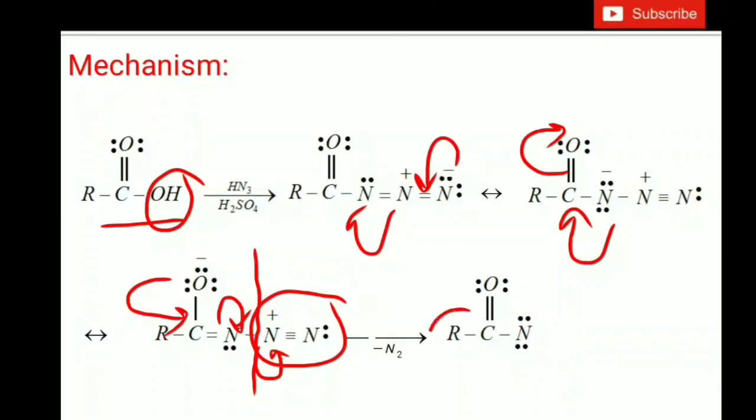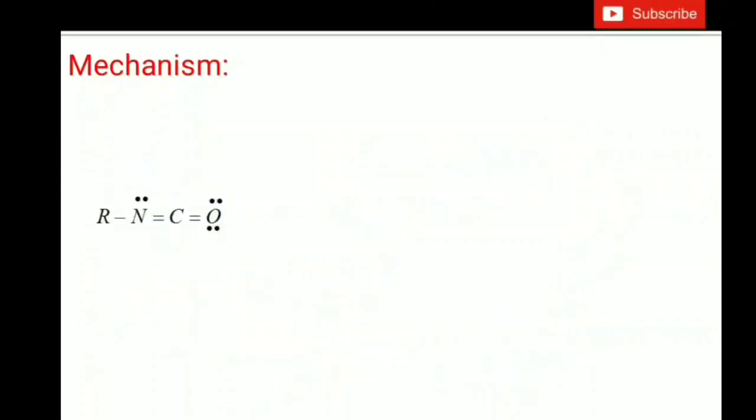In this acyl nitrene, migration of the alkyl group takes place onto the nitrogen atom, and the electron pair present on nitrogen will come to carbon and it becomes a multiple bond. So the structure will be turned into R-N double bond C double bond O, RNCO, called alkyl isocyanate. This structure is alkyl isocyanate.